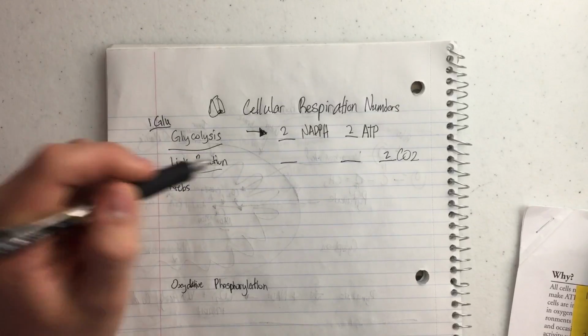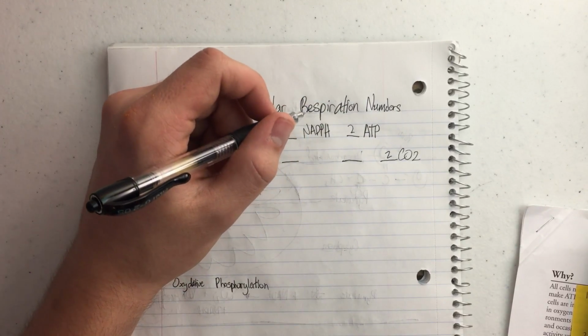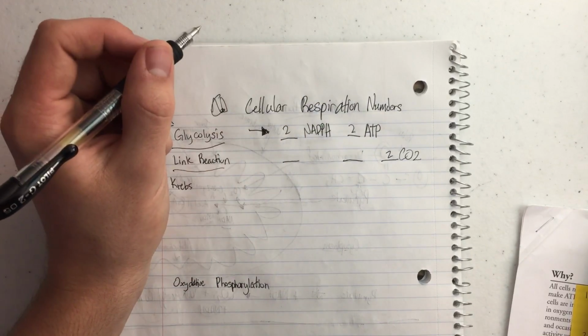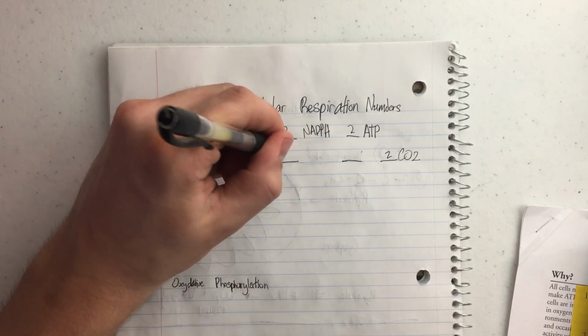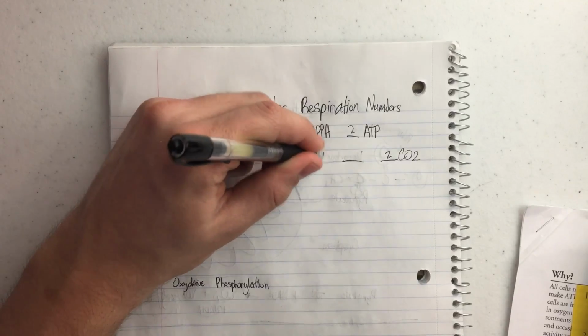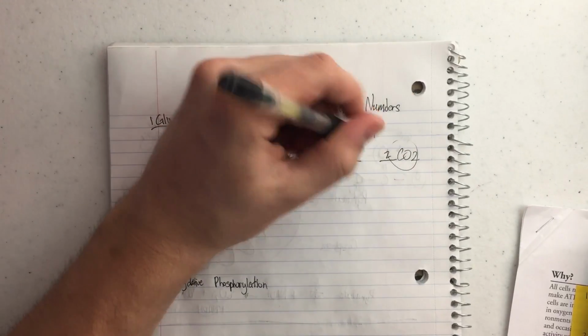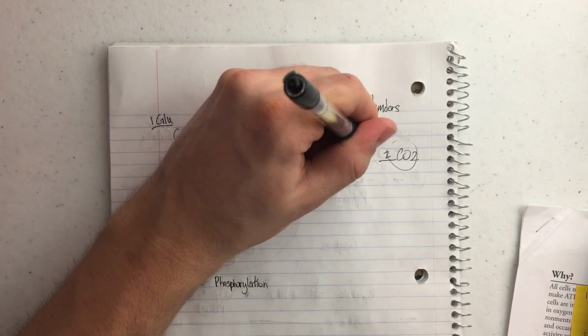Then in the link reactions, remember, we're going to get technically 1 NADPH per pyruvate, but the glycolysis makes 2 pyruvates, so we're going to get 2 NADPHs and 2 CO2s. We don't get any ATP from this.